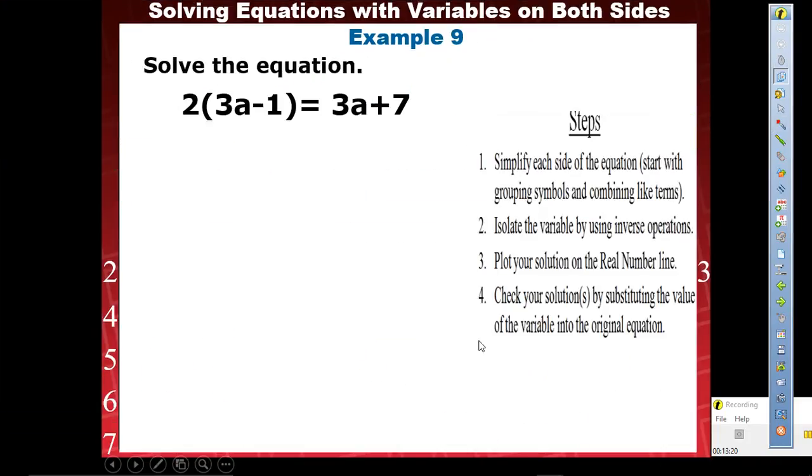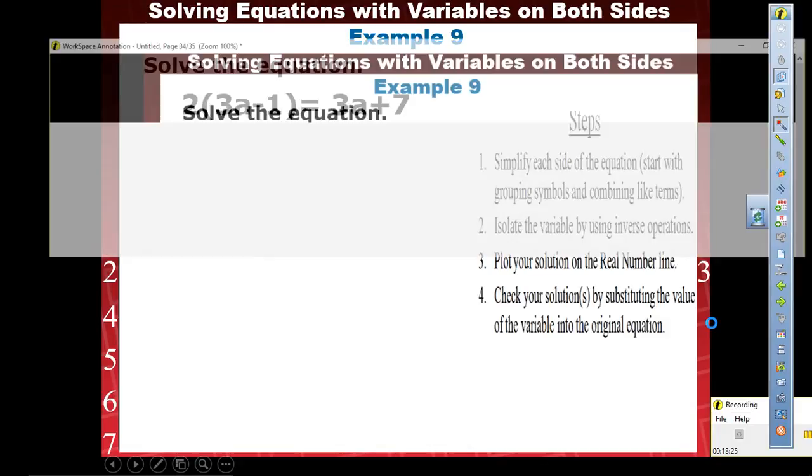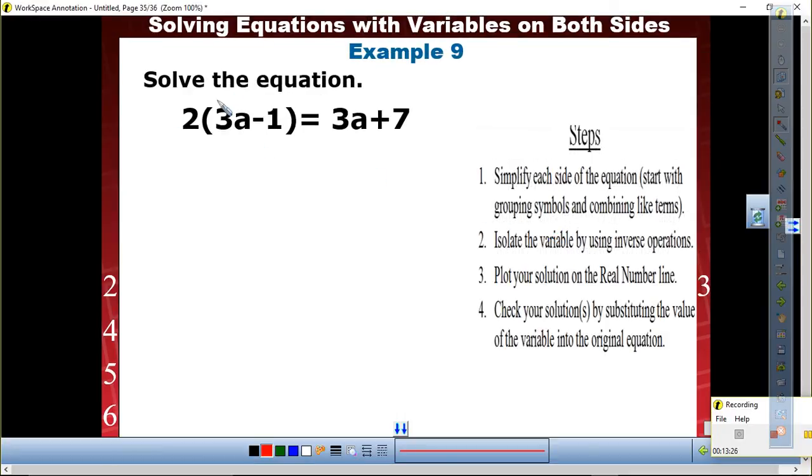Example number 9. Copy this one, please. We have 2 parentheses, 3a minus 1, close parentheses, equals 3a plus 7. It says solve the equation. On this one, we're not going to check. Let's just solve it. Line down the equal sign. By looking at it, what would be the first thing you do, Shakira? Close. Look at this side. Distribute. Very good. So distribute the 2 inside. So that is 6a minus 2 equals 3a plus 7. Marcelo, what do I do from there?